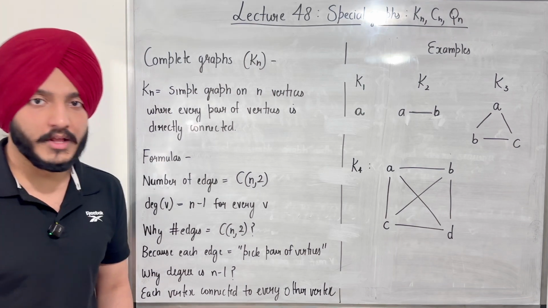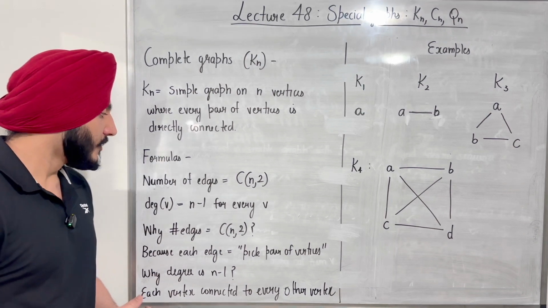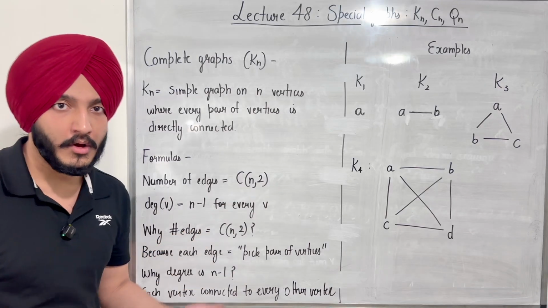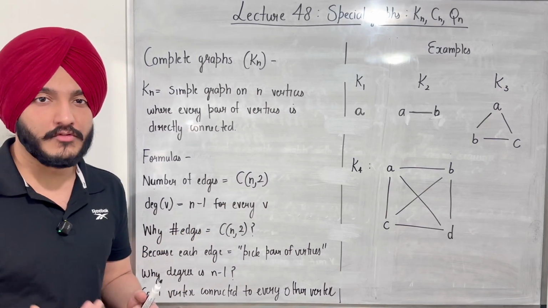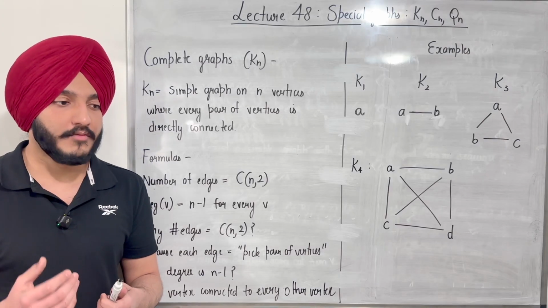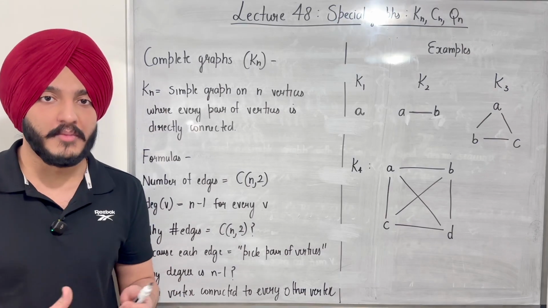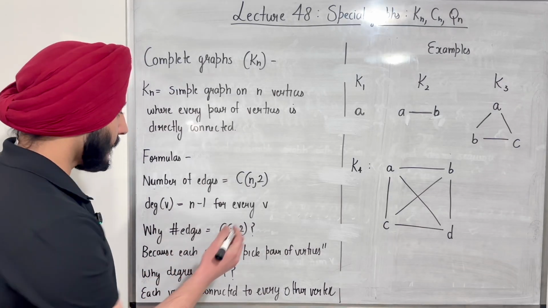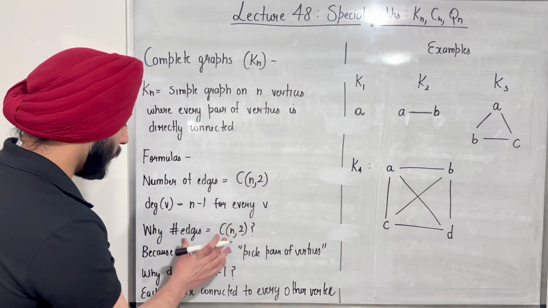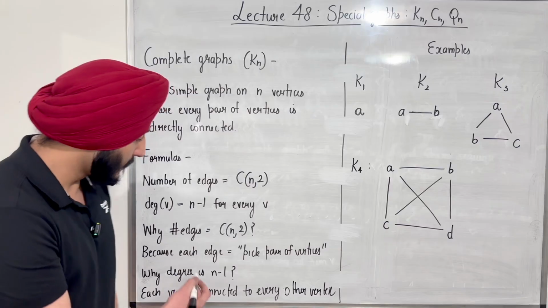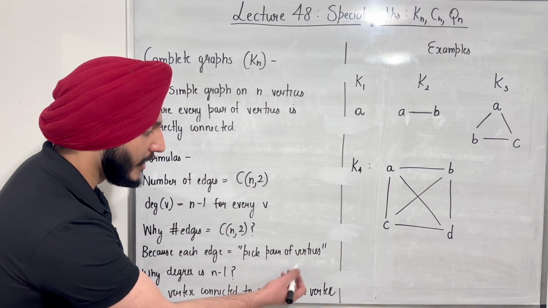Okay, let's take a look at the formulas. The number of edges is equal to C(n, 2), the combination n comma 2. Once again, if you don't know the combination formula, I would suggest you watch the permutations and combinations video. I've covered permutations and combinations in detail. Let's first understand why the number of edges is equal to C(n, 2). It is because each edge is equal to picking a pair of vertices.